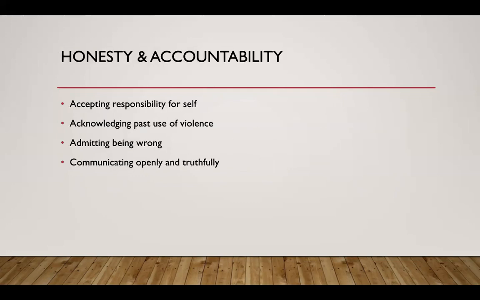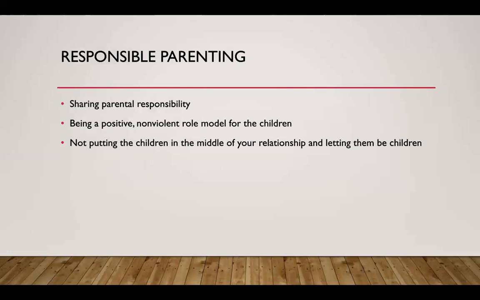Let's look at honesty and accountability. These are all good signs of a healthy relationship. Accepting responsibility for themselves, acknowledging past use of violence, admitting when they're wrong, and communicating openly and truthfully. So you can be open and honest with them without any kind of retaliation. Okay, let's look at responsible parenting. Sharing parental responsibilities, being a positive, nonviolent role model for the children, not putting children in the middle of your relationship and letting them be kids.